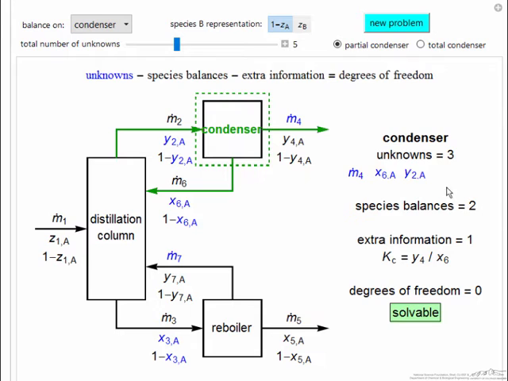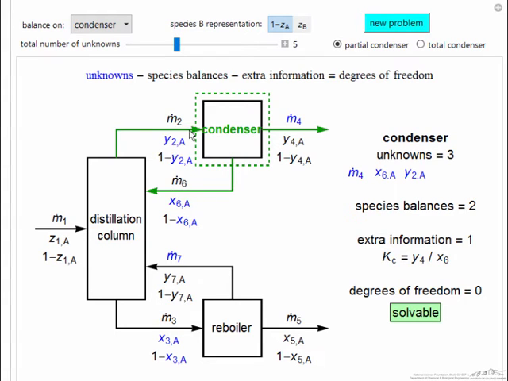We have two species balances because we have two components, and we have the additional information from vapor-liquid equilibrium that relates the mass fraction in the vapor to mass fraction of liquid. So this says we have no degrees of freedom, or in other words, this problem can be solved. And this is what the degree of freedom analysis does: it tells us whether we can now sit down and calculate the unknowns, the blue values.